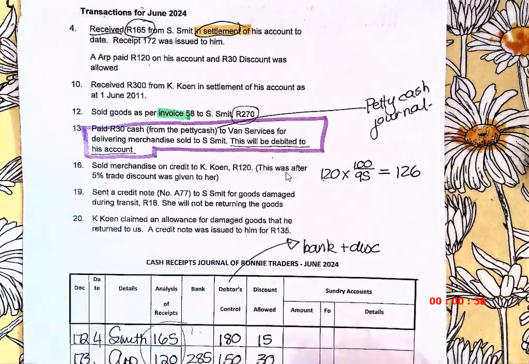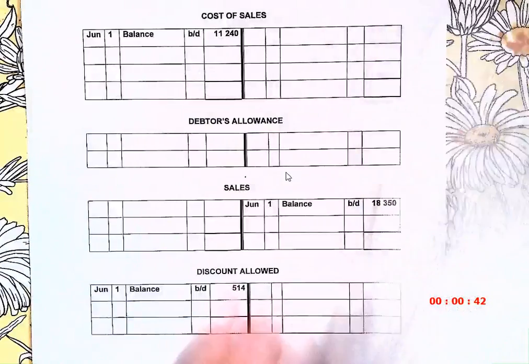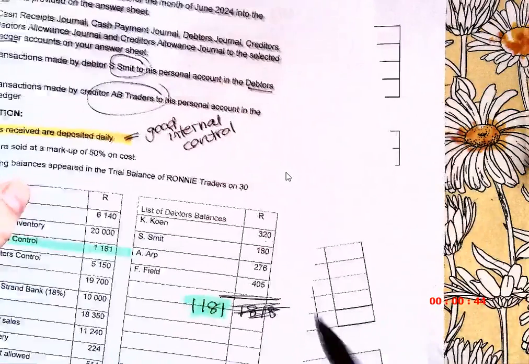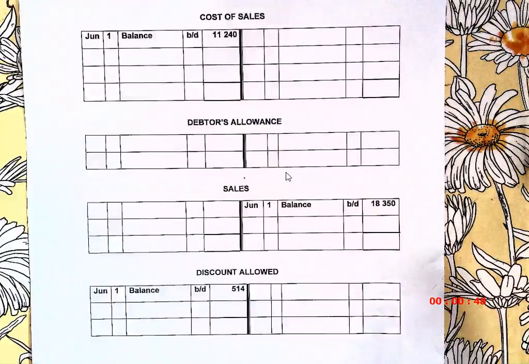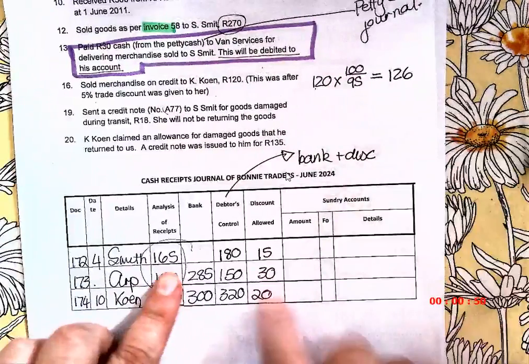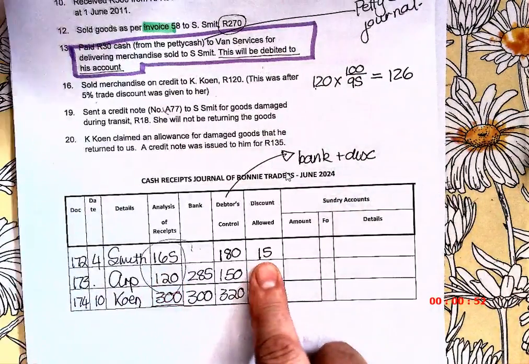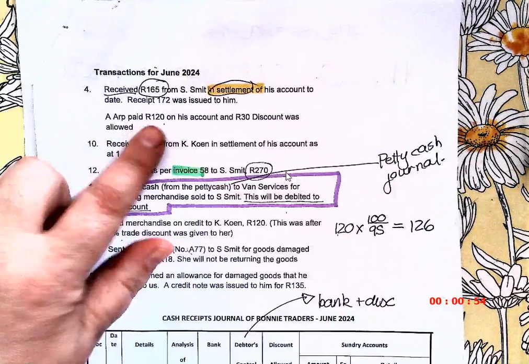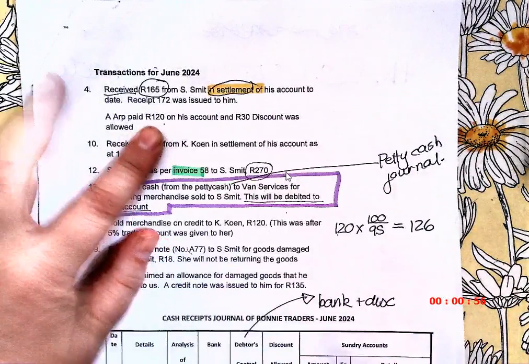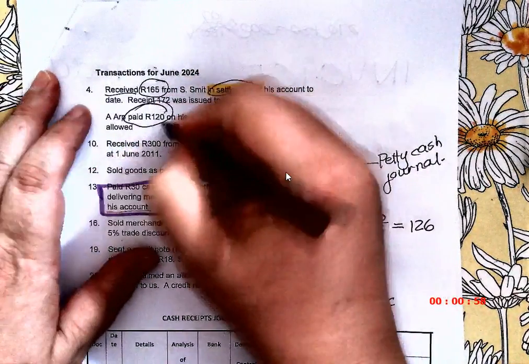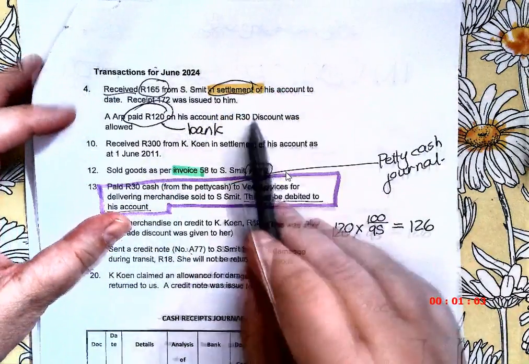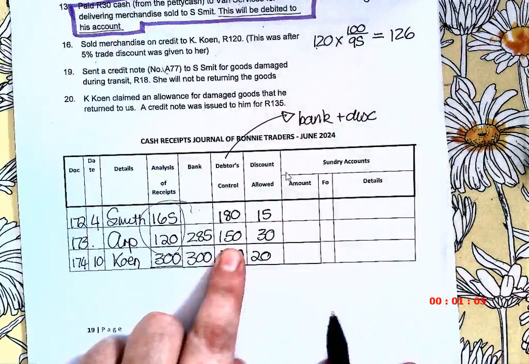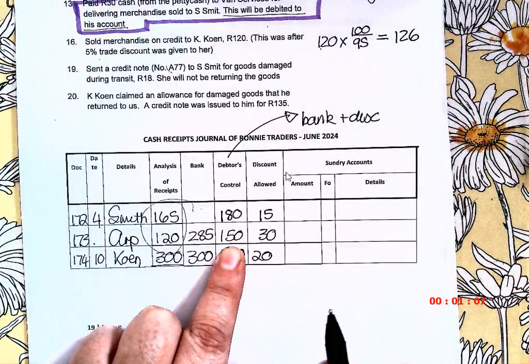So if I look at the 165 and I go back and look at the balances, I see he owes 180. And that's how I get the 15 Rand discount. Okay. The next one, this guy pays 120. Can you see this is what he pays? So this is your bank, right? And we give him 30 discount. That's why his debt decreases with 150.